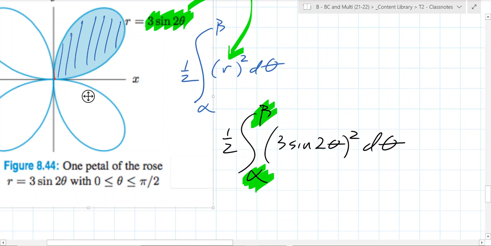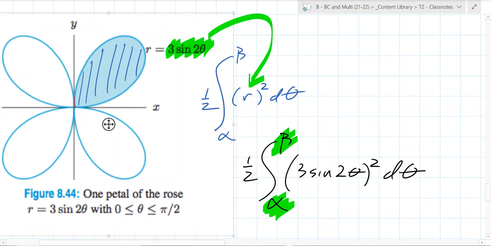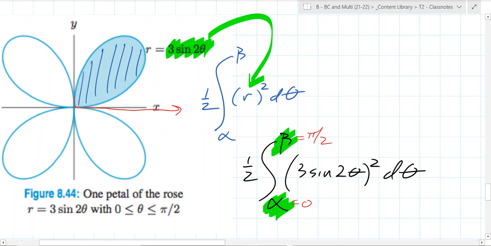Alpha and beta. Anybody want to guess or tell me what the alpha and beta values are? What do you start scanning at and what do you end at? Someone who hasn't maybe spoken here. Sophia or Daniel, what do you got here? Where does it start and where does it end? 0 to what? Yeah, it is 0 to pi over 2, absolutely, because it starts here and it ends there. You can kind of see that, but is it a little harder than the other one? Absolutely. So plot a point.